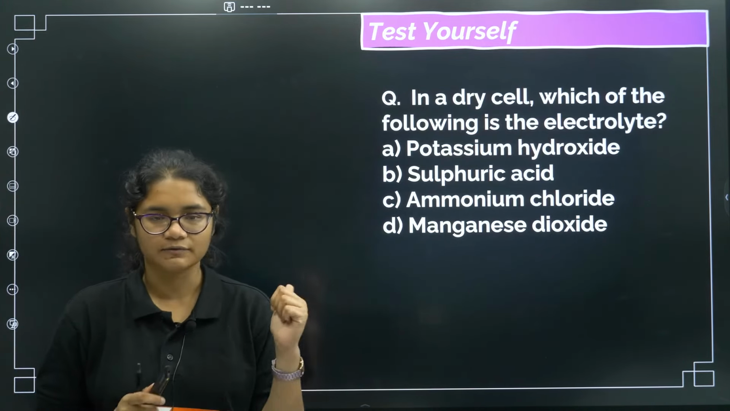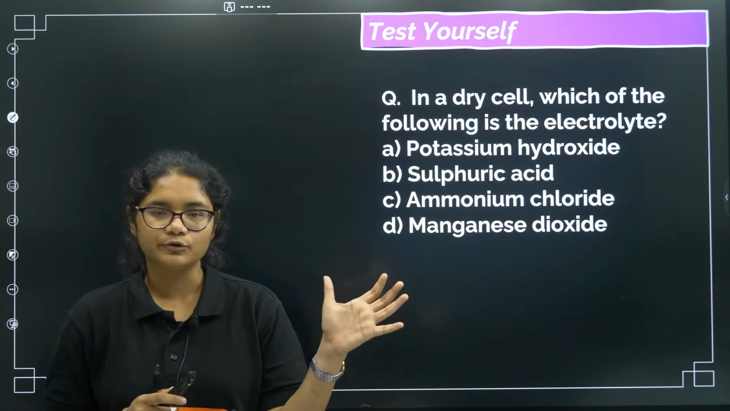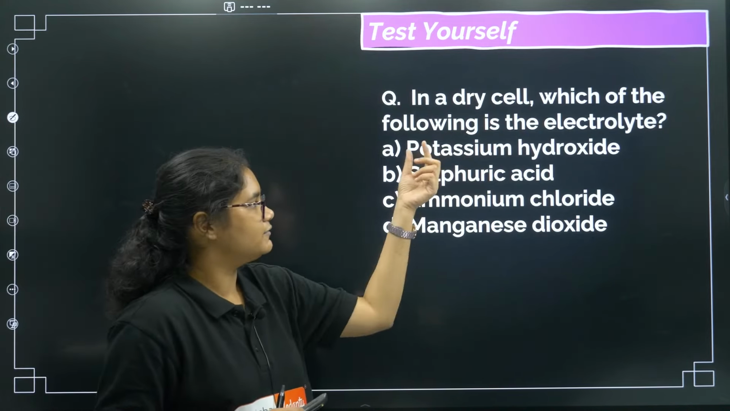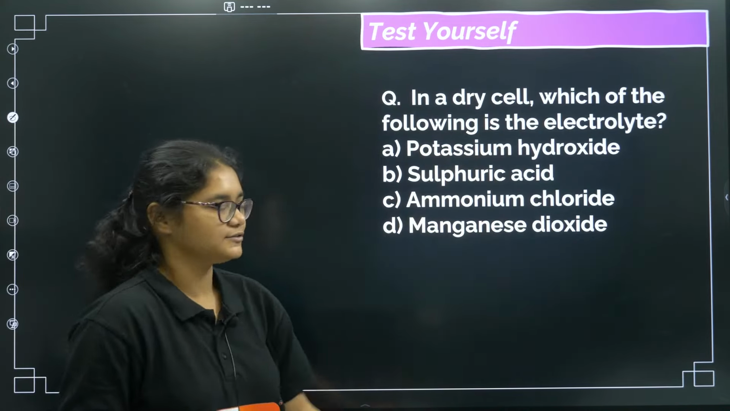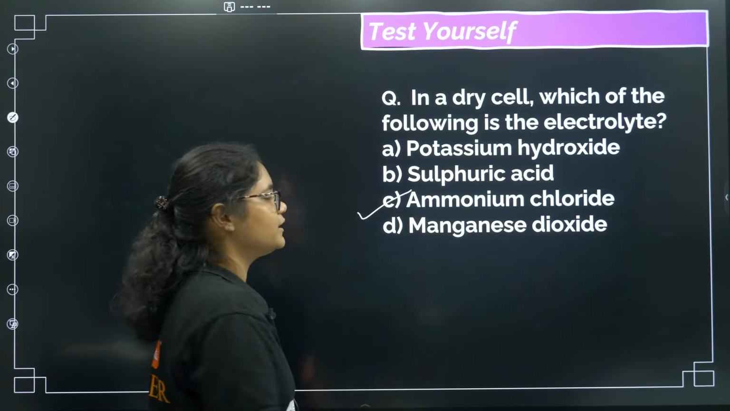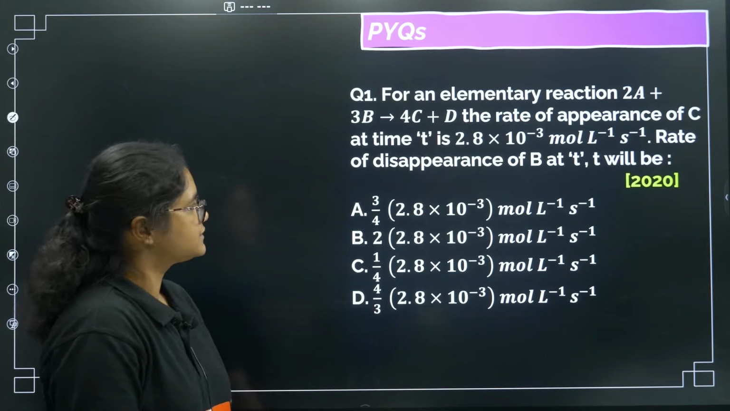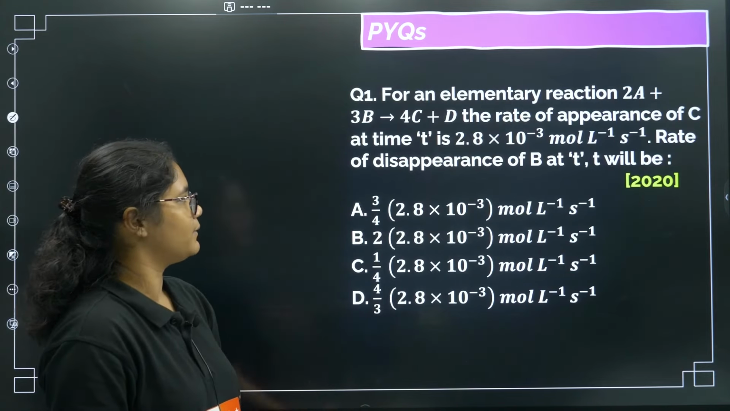So in our last class we were discussing batteries, fuel cells and corrosion, and from that I asked you, in a dry cell which of the following is the electrolyte. So the answer for this is your ammonium chloride, okay, NH4Cl. Okay, now let us move towards the previous year question. This is a 2020 question.